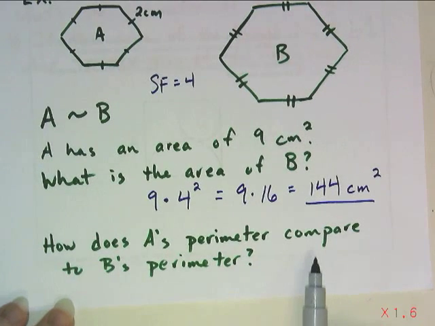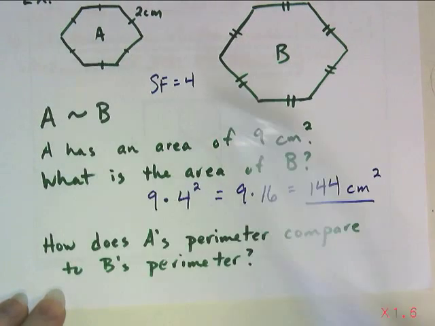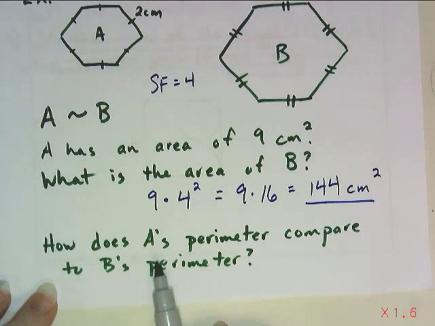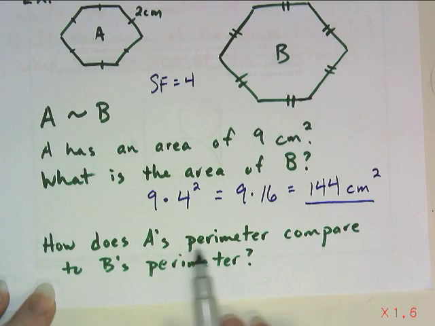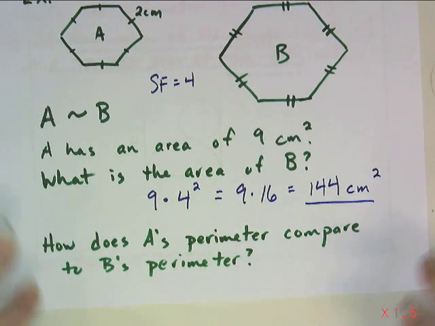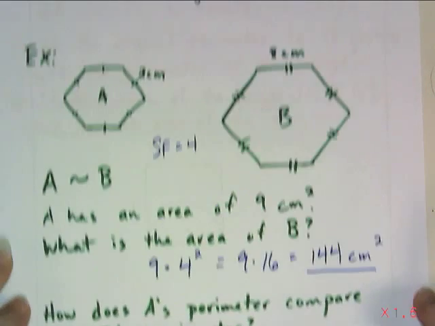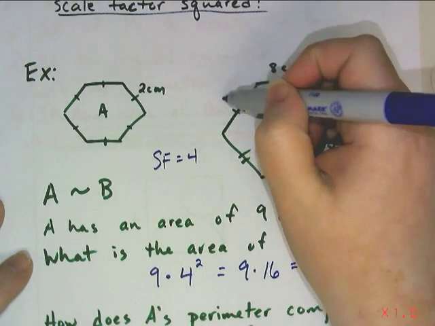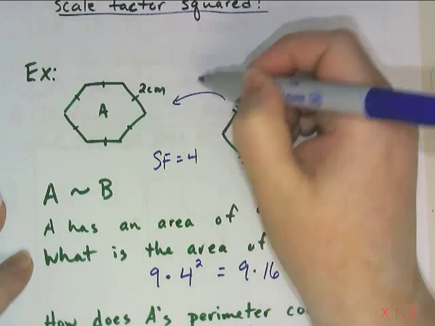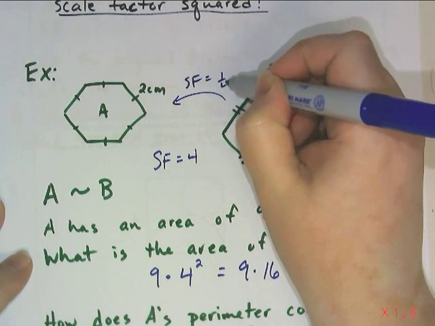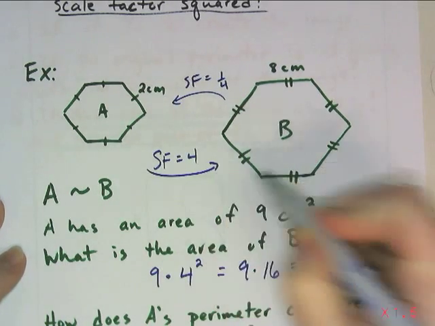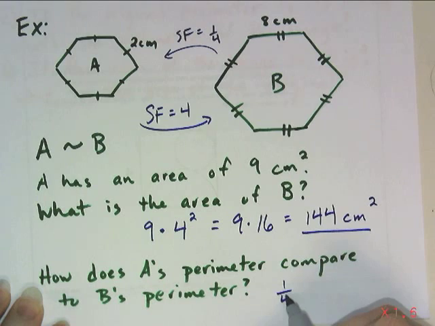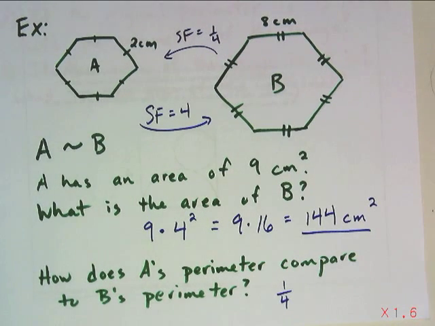Let's think about how the perimeters are going to compare. How will the perimeter of A compare to the perimeter of B? So you have to pay close attention to the wording here. How does A's perimeter compare to B's perimeter? So now we need to go the opposite direction. What's the scale factor from B to A? Remember, it's got to be the reciprocal. So going this direction, the scale factor is going to be 1/4 as opposed to going this direction. So how does the perimeter compare? The perimeter is also 1/4 of the size of B's perimeter.